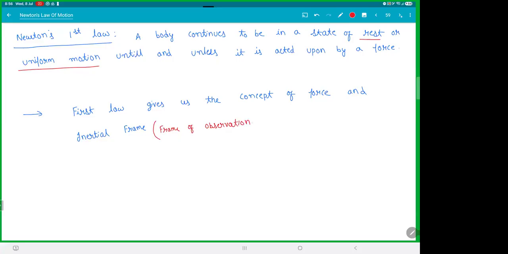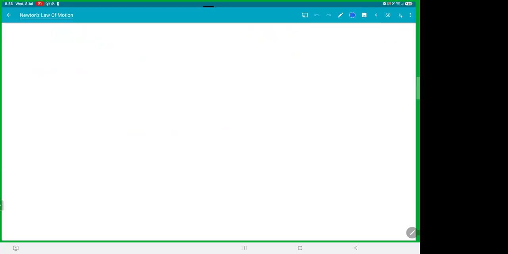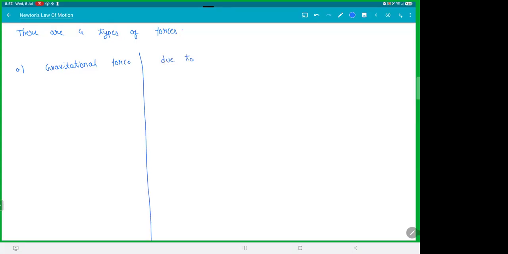Now, when you think about forces in nature, we have only 4 types of forces. Every force that you can think of can be classified into 4 fundamental forces. The first is your gravitational force. This force is due to the interaction between masses. This force comes whenever masses are involved.